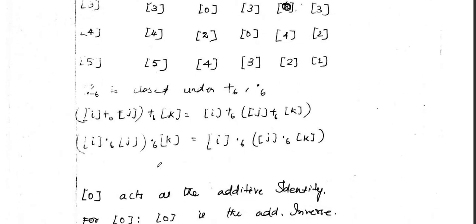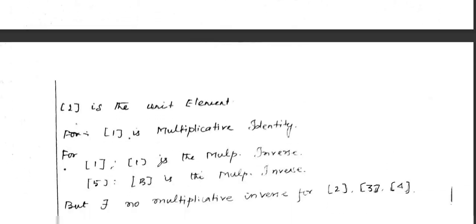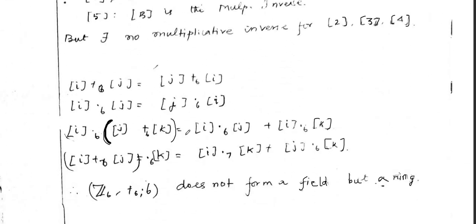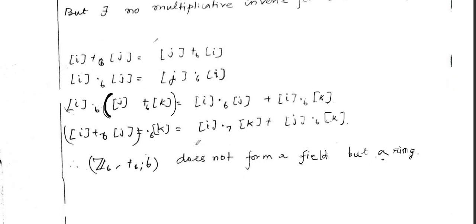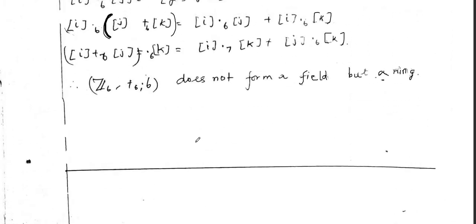So it is not a field. Z6 under addition modulo 6, multiplication modulo 6 is only a commutative ring with unit element. It is not a field. So it has unit element, but it does not form a field, it is only a ring. So these are the definitions that we have in the first section 3.1, definitions and examples. Thank you.